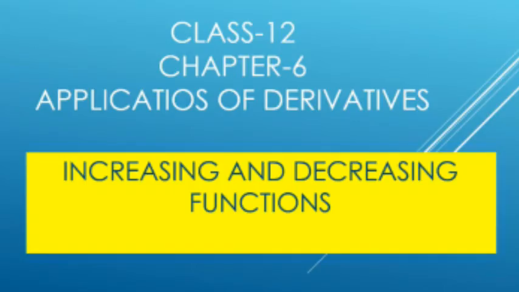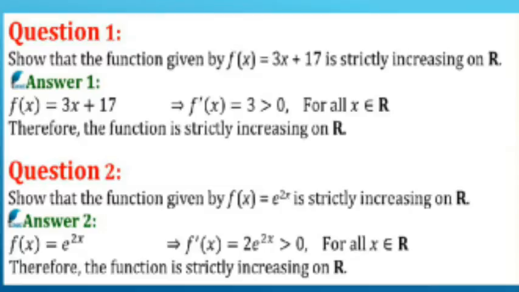Dear students, today we are going to start with the new topic for exercise 6.2, that is based on increasing and decreasing functions. The very first question of your exercise 6.2 is, show that the function given by f(x) equal to 3x plus 17 is strictly increasing on R, that is real numbers.